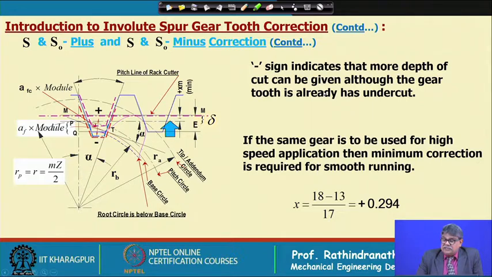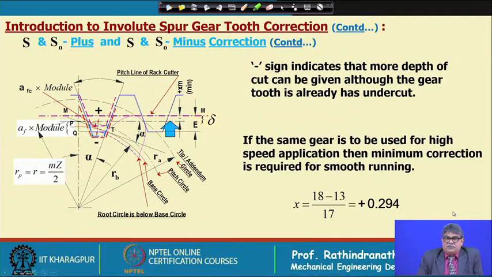Now, let us consider the same 13 teeth used for a high speed application. In that case, we need to go for a correction of amount 0.294, nearly plus 0.3, the half of the negative correction we found for slow speed, that is numerically, but no meaning. So, this is quite interesting that for high speed and low speed we can go for different amounts of corrections of the teeth.